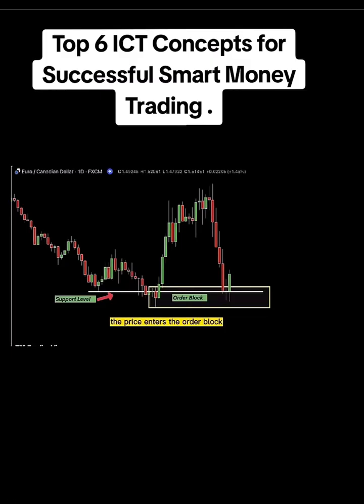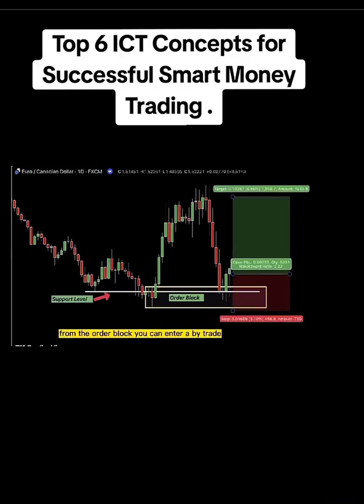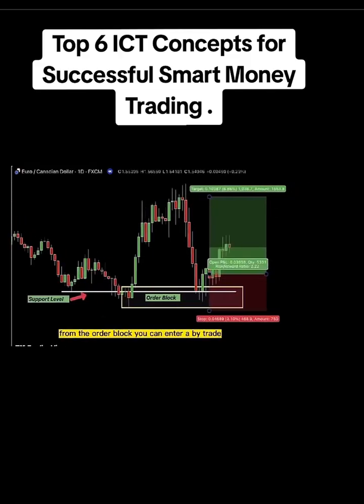The price enters the order block, testing the demand zone where smart money had previously entered. Look for confirmation and execute the trade. As the price revisits the order block, we look for confirmation signals such as rejection wicks, a structure shift, or bullish candlestick patterns. These signals indicate that the order block is holding as support. Once the price begins to move higher from the order block, you can enter a buy trade in alignment with the bullish momentum.